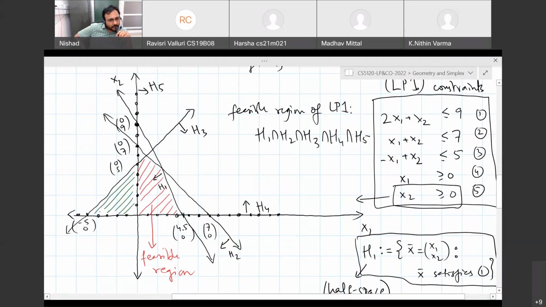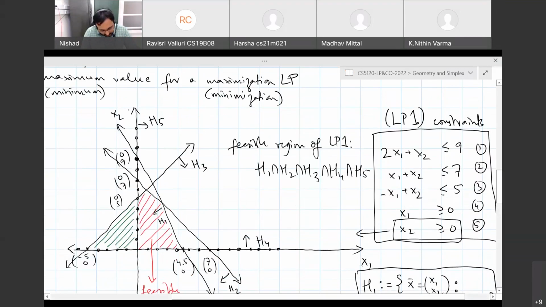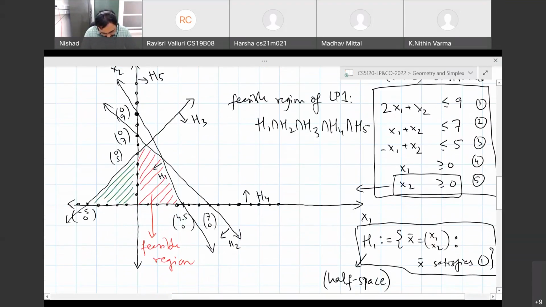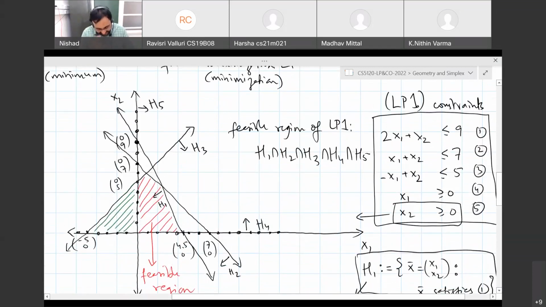Yes, sir. Right? But you are still in a bounded situation. You are still bounded by all the other lines that have been drawn. So is that x2 equal to 0, sir? X2 equal to 0 is this line, right? Okay, sorry. I think the x-axis is x2 greater than or equal to 0. Yeah, I think I've made a mistake here.